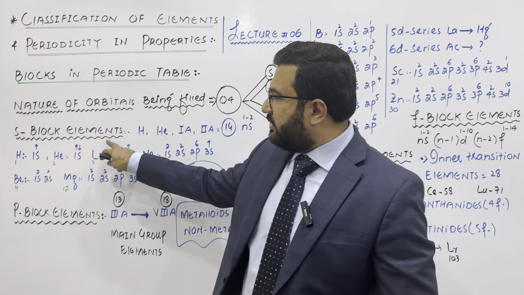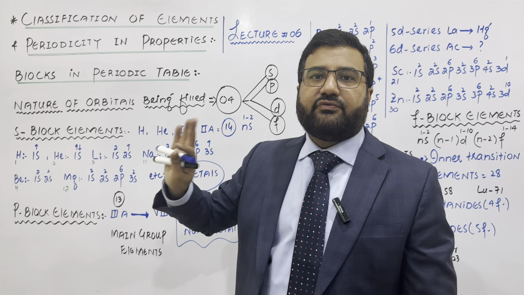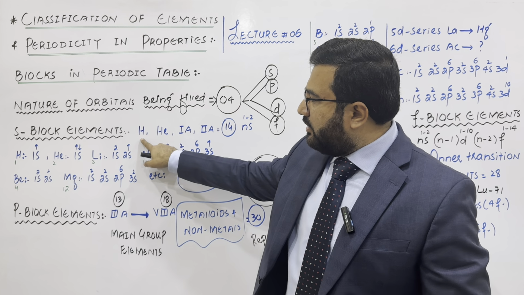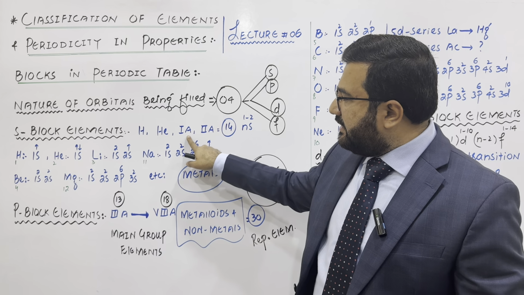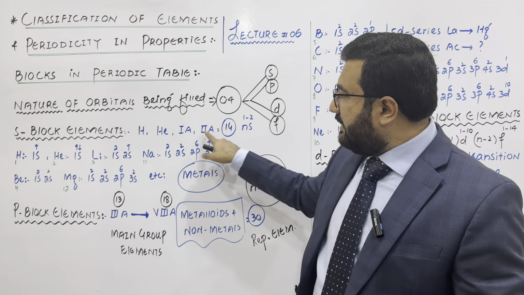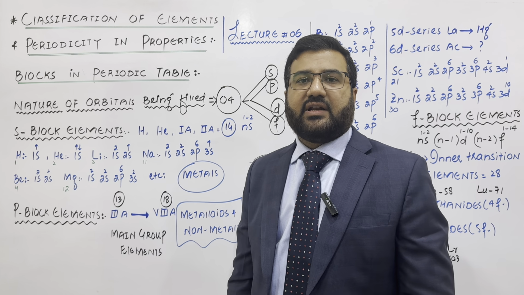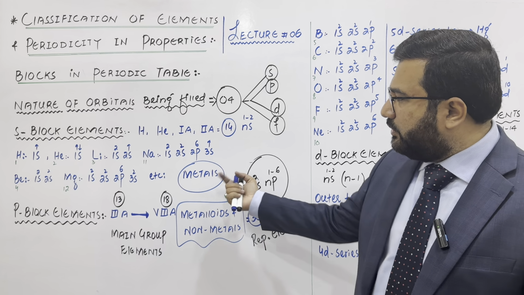First is the S block elements. My dear students, the S block consists of a total of 14 elements, out of which one is hydrogen, which is a non-metal, another is helium, which is a noble gas, the alkali metals lithium, sodium, potassium, rubidium, cesium, and francium, and the alkaline earth metals beryllium, magnesium, calcium, strontium, barium, and radium. Most of the elements of the S block are pure metals.